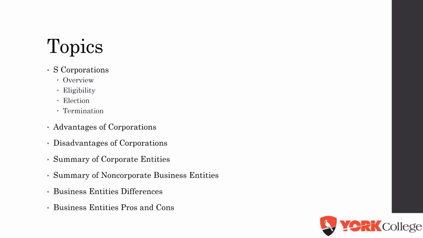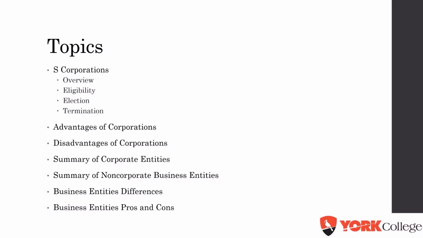So we'll look at what S corporations are, how to be eligible to transition a C corporation into an S corporation. Then we'll look at something called election, which is something that needs to be done. It's a process within registering an S corporation. Then we'll see how an S corporation status can be terminated. Once we've covered that, we will then take a look at the advantages and disadvantages between a C corporation and an S corporation. Then we'll summarize all the different types of corporate entities.